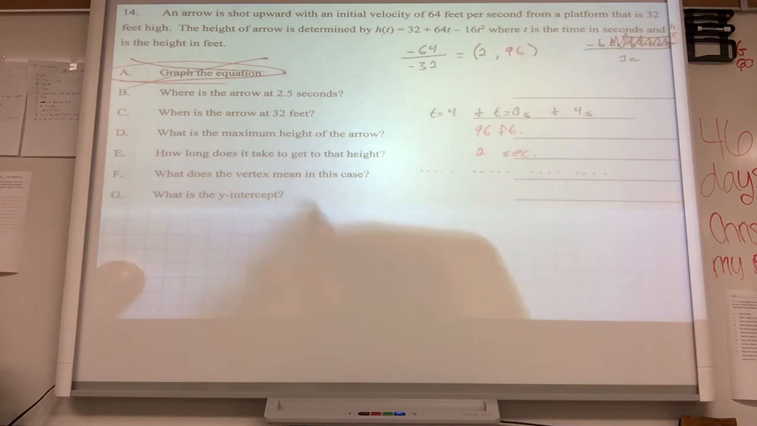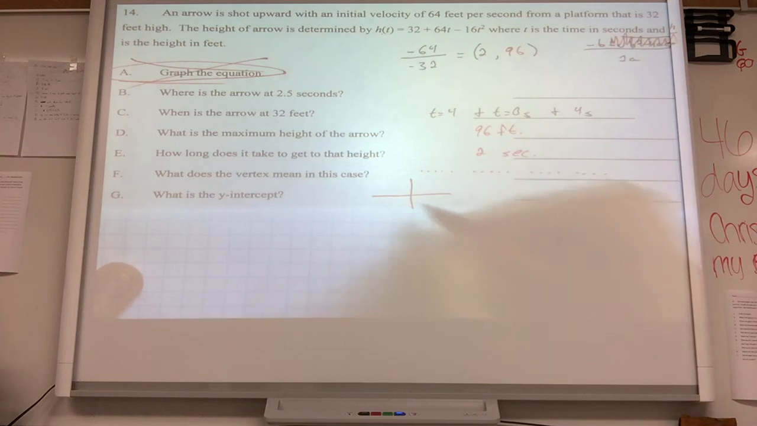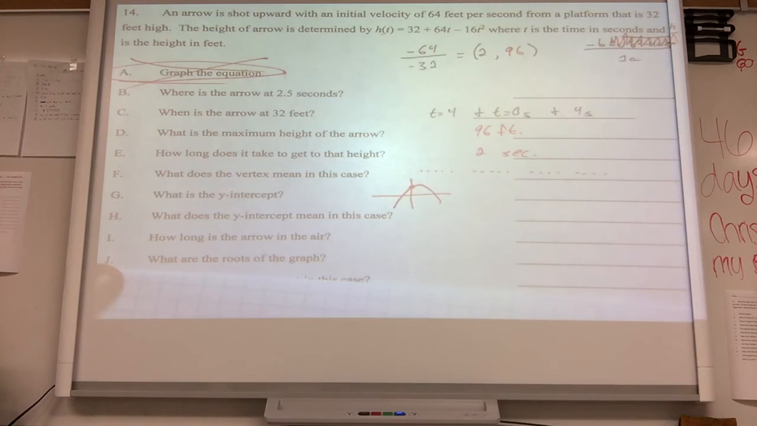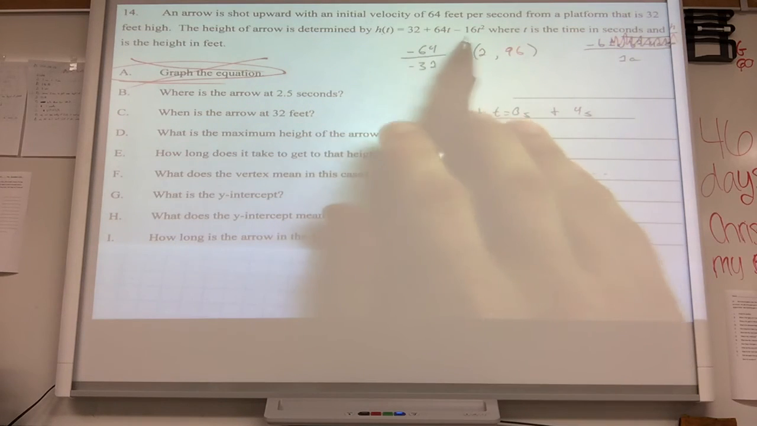Algebraically, the y-intercept, I mean, think about it graphically. This is what it looks like. The y-intercept is where this thing goes up and it hits the y-axis, which means x equals 0 there. That's the only place that x equals 0. So it's one of the easiest things to solve for. When you look up here, to solve for the y-intercept, you just plug in 0 for all of your x's, or in this case, t's.